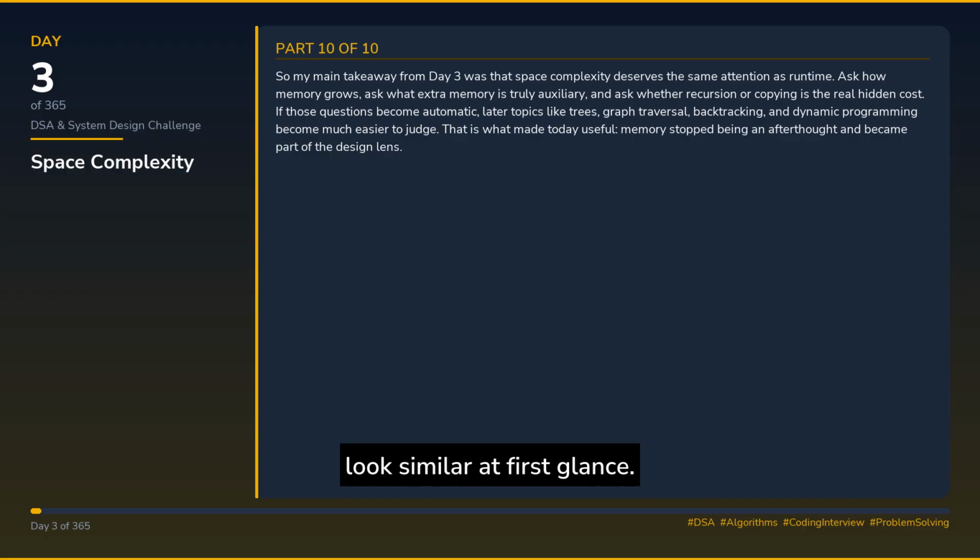So my main takeaway from Day 3 was that space complexity deserves the same attention as runtime. Ask how memory grows. Ask what extra memory is truly auxiliary, and ask whether recursion or copying is the real hidden cost. If those questions become automatic, later topics like trees, graph traversal, backtracking, and dynamic programming become much easier to judge. That is what made today useful. Memory stopped being an afterthought and became part of the design lens.